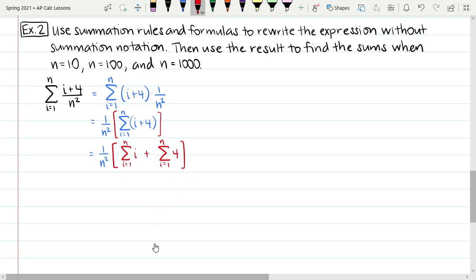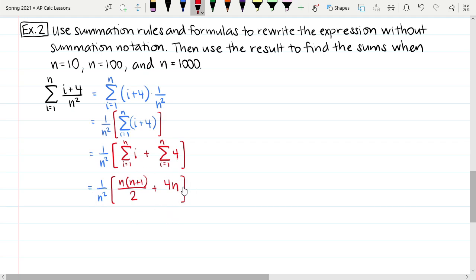So now our two summations are in their simplest form where we can actually match them up to the different formulas. So this is now going to become 1 over n squared times, now remember the summation of i is going to be n times n plus 1 over 2, plus, remember the summation of a constant is the constant times n. So this is going to just be plus 4n. Okay, now this is technically an expression without summation notation. But for reasons that we're going to see in a couple of days, we do want to simplify this as much as possible.